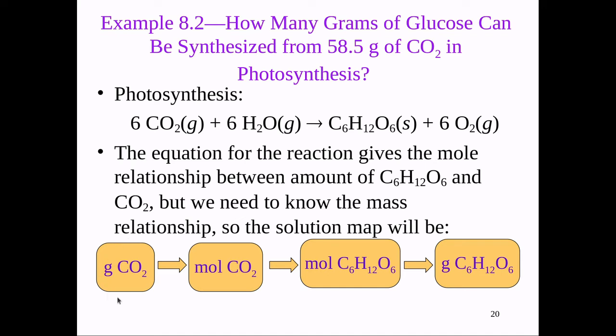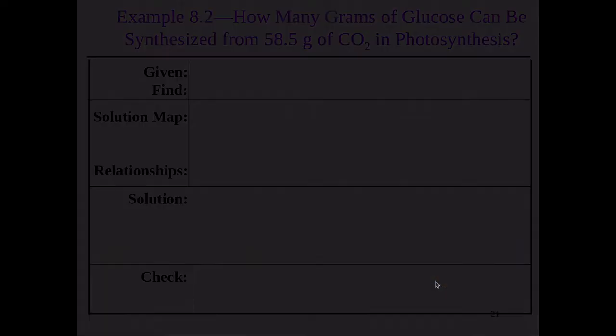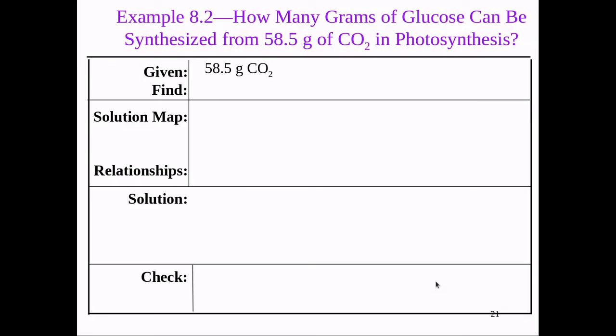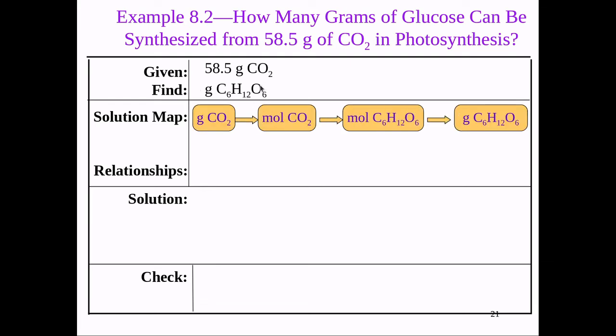We're getting the mass of CO2. We can find the moles of CO2, use that to find the moles of glucose, and then finally the mass of glucose. So let's take a look at what that looks like. So we're being given the 58.5 grams of CO2, and we're being asked to find the mass in grams of glucose. We have our solution map here. We're going to go from mass of CO2, moles of CO2, moles of glucose, mass of glucose.